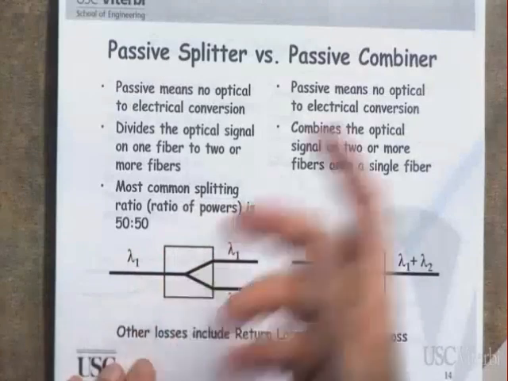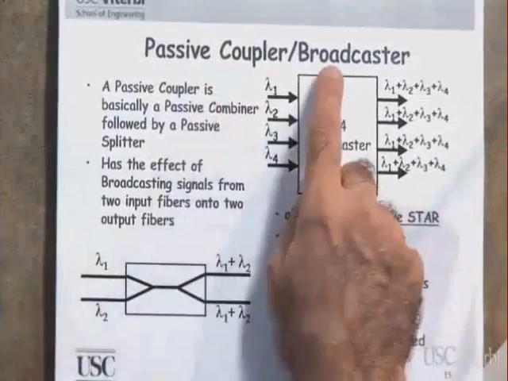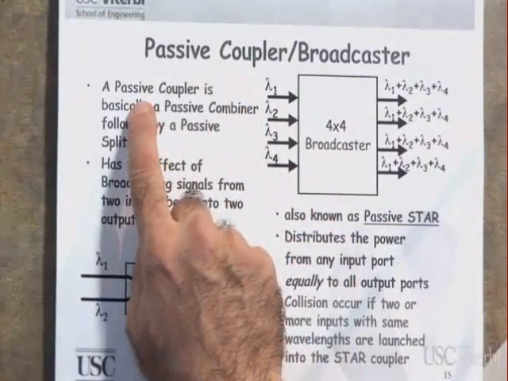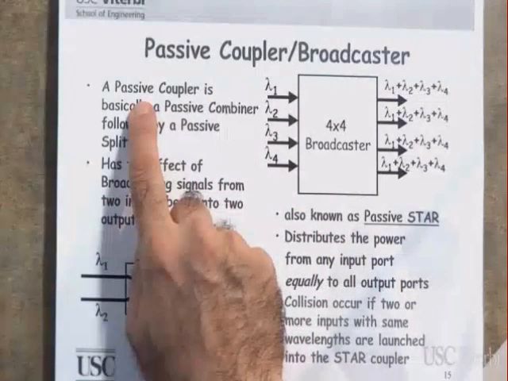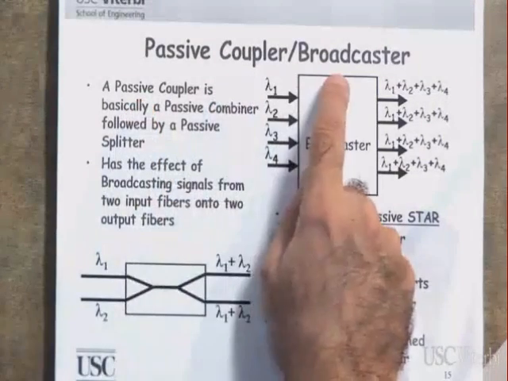Every time you put a component, you get what? You get some losses. Now, let's look at a passive coupler and a broadcaster. A passive coupler, again, one more time. When we say passive, what does it mean? There is no conversion to the electrical domain. Everything is done in what? In the optical domain. A passive coupler and a broadcaster.